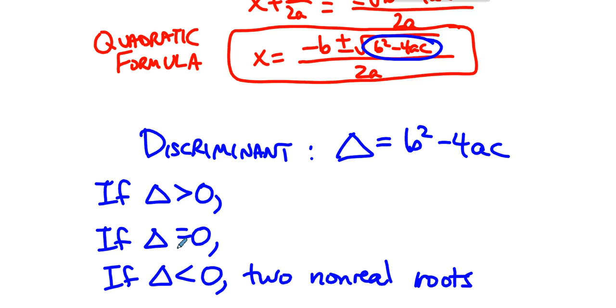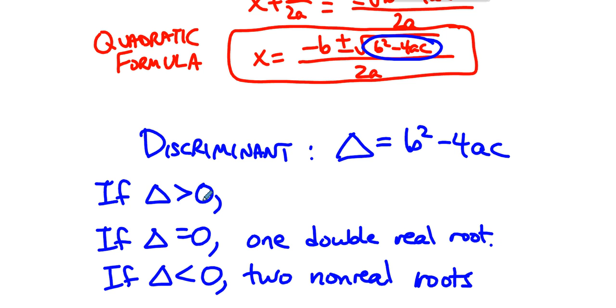If the discriminant is 0, if this number underneath the radical is 0, then we're adding and subtracting 0. Well, that doesn't change this at all. You get negative b plus 0, you get negative b minus 0. There's one double real root.